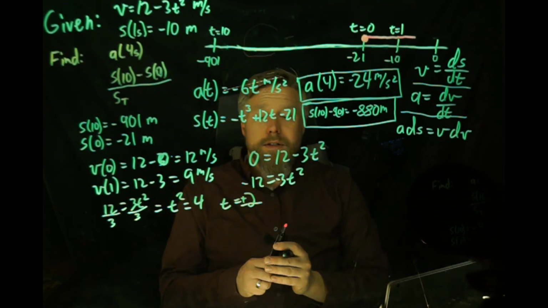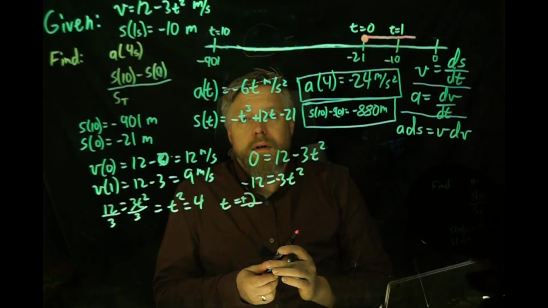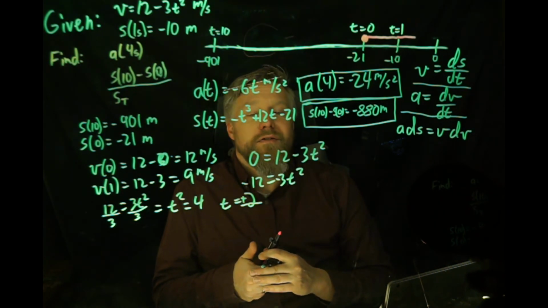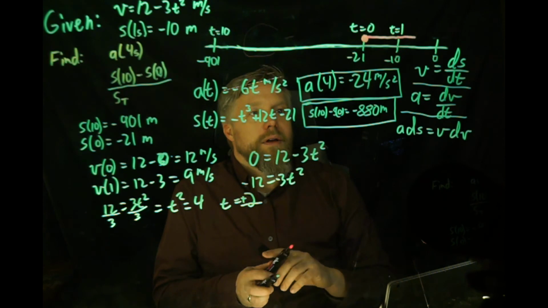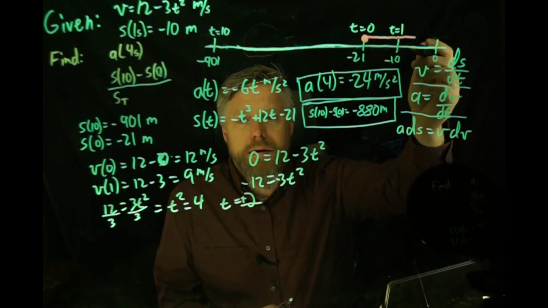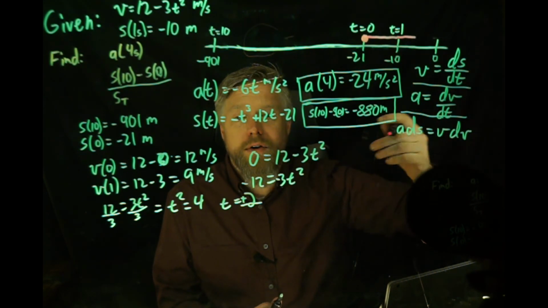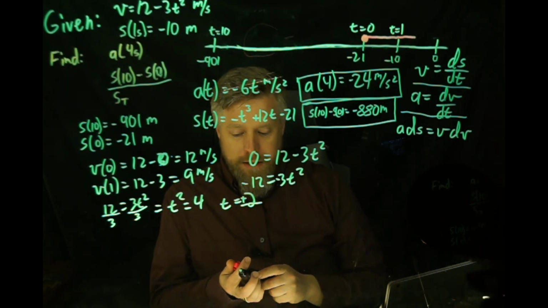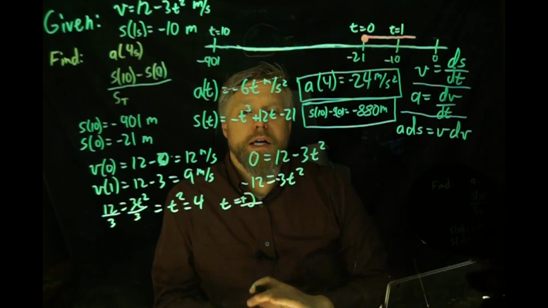That means that at plus or minus 2 seconds, velocity is 0. OK, how do I put that on my number line? Well, I don't know yet. I got to figure out where on my number line it goes. This just tells me where velocity is 0. I need to know what's the position when velocity is 0.